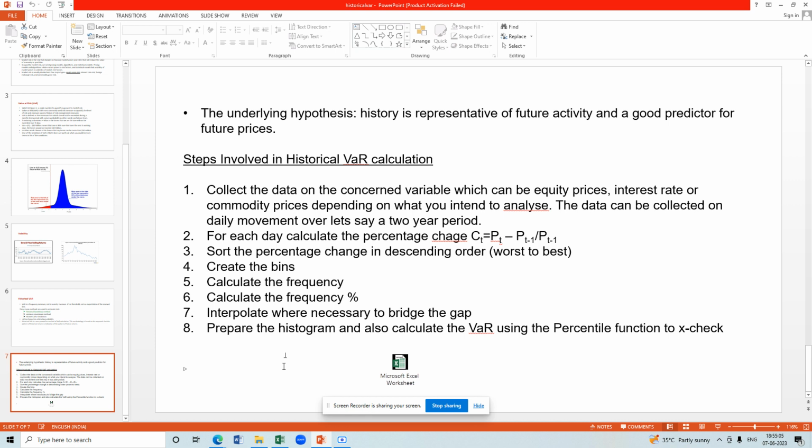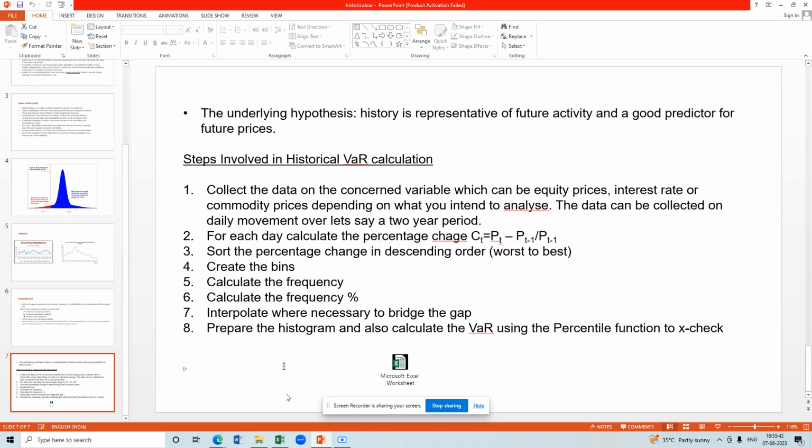Now, having collected this data, you need to calculate the percentage change, Ct, which is nothing but Pt, the price today, minus Pt-1, the price a day earlier or a period earlier, divided by Pt-1. So, this gives you the return over a 1 day or one working day period. And this set of returns you need to sort in descending order, worst coming first and going all the way down to the best. Then you need to create bins.